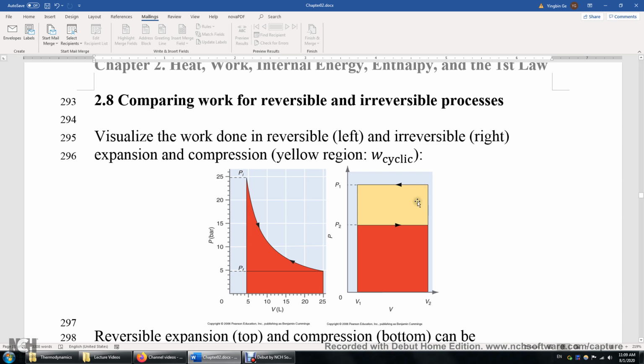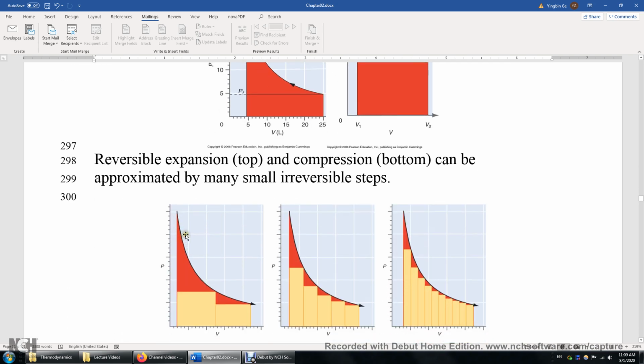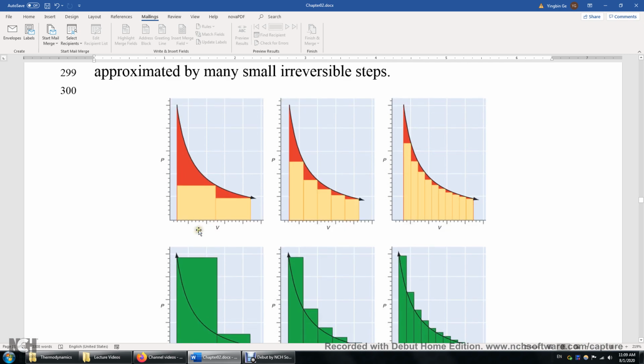So in the real world, it's impossible to achieve a reversible expansion or compression because that requires P external to be equal to P, or the difference between P external and system pressure is infinitesimal. And infinitesimal is impossible to achieve in the real world. But we can somehow get close to this reversible process.